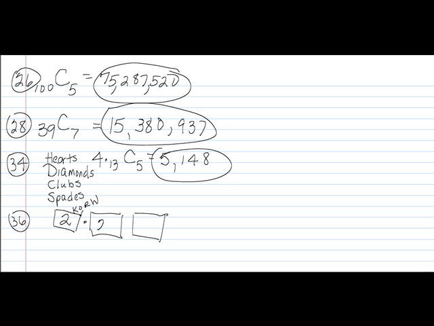So let's see, 50 times 24 would be 1,200. Notice you could also do this with permutations of 25 taken 2 at a time. That also will give you the 1,200.